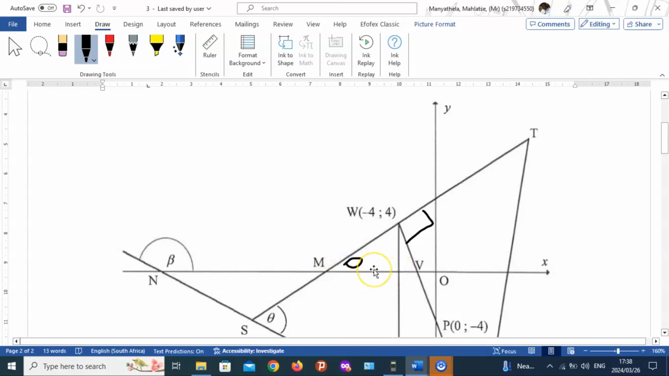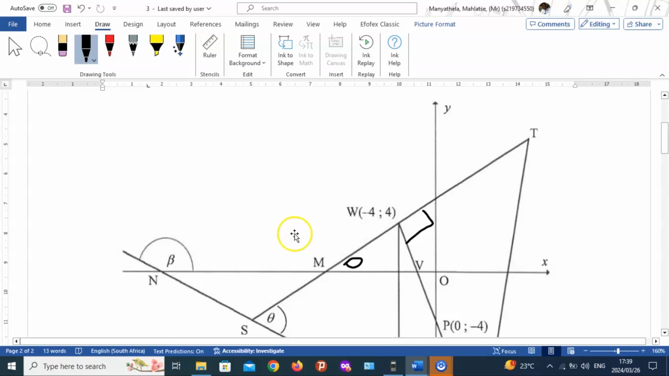Or we can simply sum those two angles up and then subtract them from 180 degrees to find the value of this angle. But at the same time, we know that this angle here, being TWV, is equal to angle M plus angle V. Why? It is an exterior angle of this triangle MWV. The exterior angle of a triangle is equal to the sum of two interior opposite angles.